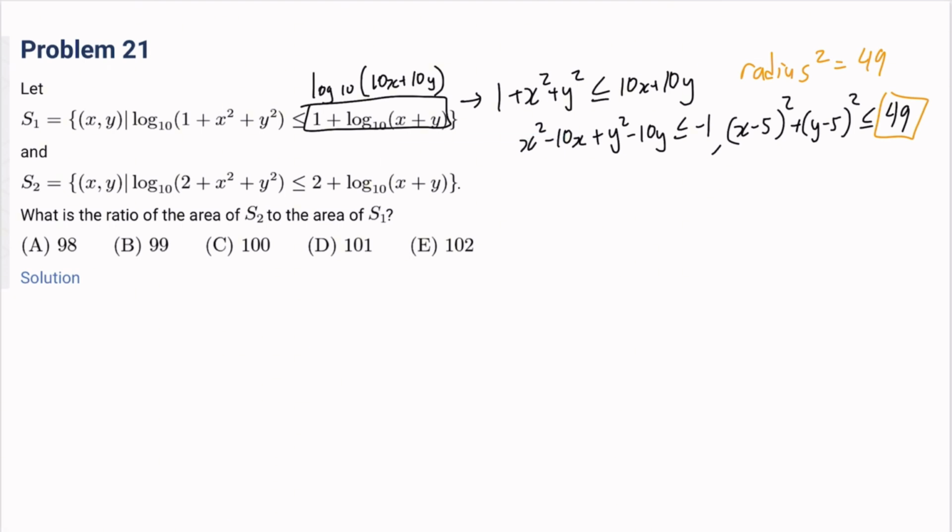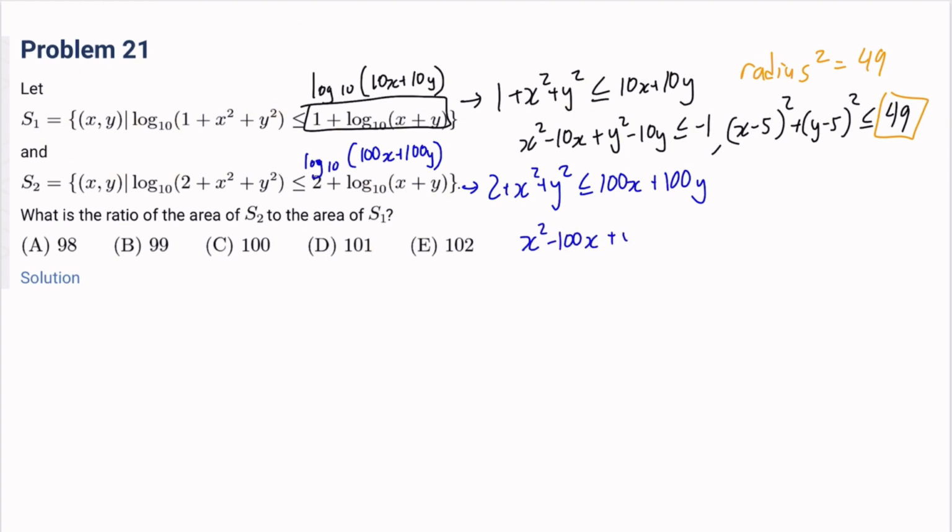Yeah, and for this next one, let's do it in blue. Same thing as with this one. So this is going to be 2, which is log 10 of 100, right? And so if we just add those two, that's going to be log 10 of 100x plus 100y. And so this is log 10 of 2 plus x squared plus y squared. So that's going to be 2 plus x squared plus y squared is less than or equal to 100x plus 100y. And so x squared minus 100x plus y squared minus 100y is going to be less than or equal to -2.